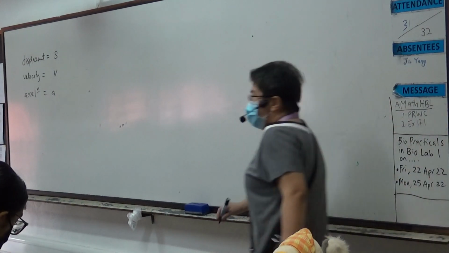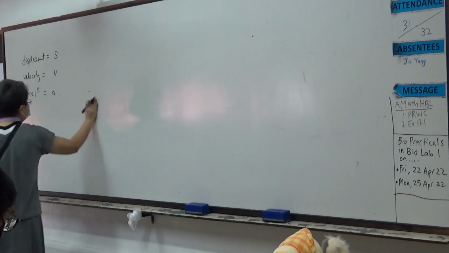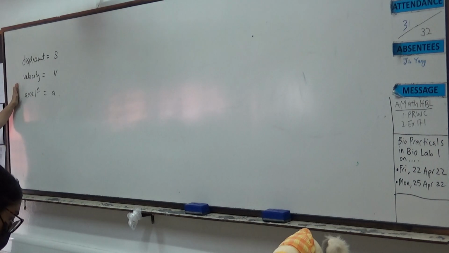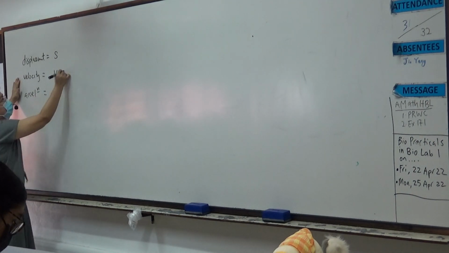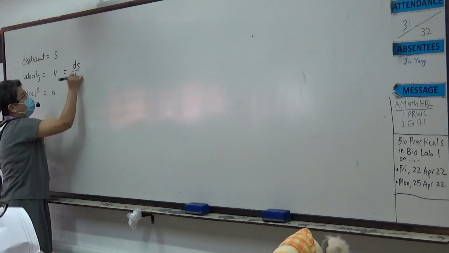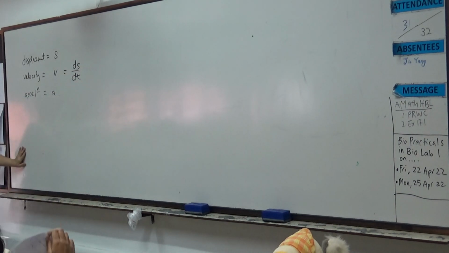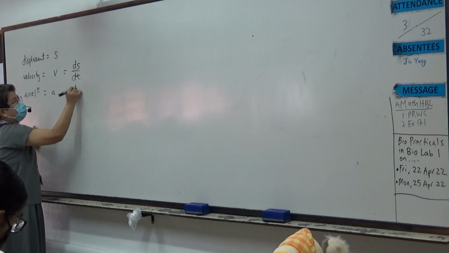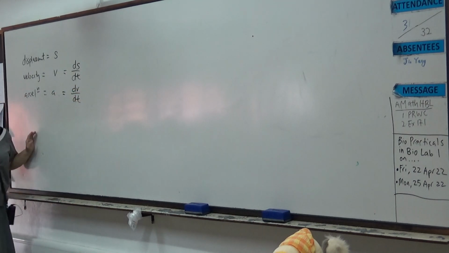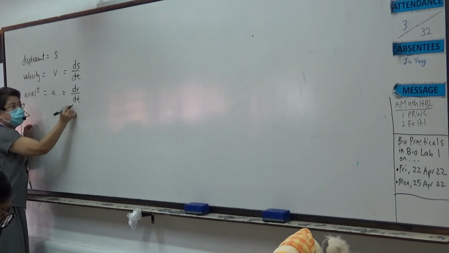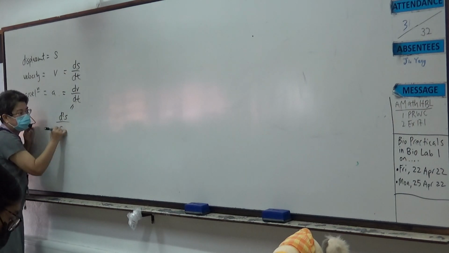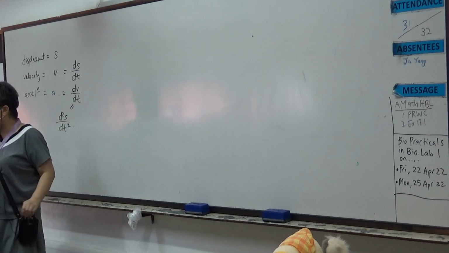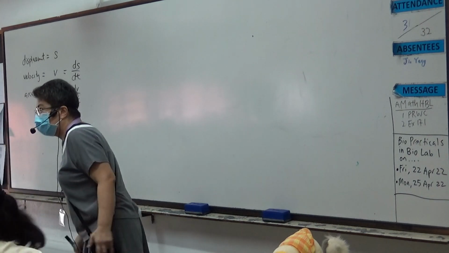Okay, now, yesterday I did displacement, velocity, and acceleration. Velocity is actually when you differentiate what? The displacement. And acceleration is when you differentiate what? The velocity. Okay? Can you see that this one is actually d²s/dt²? Differentiate 2 times, right?